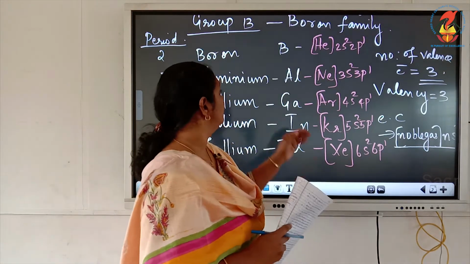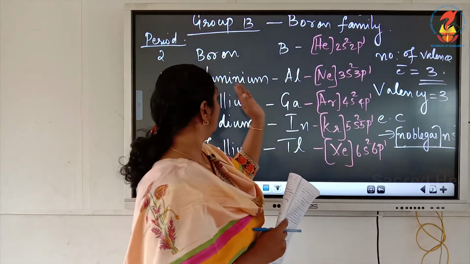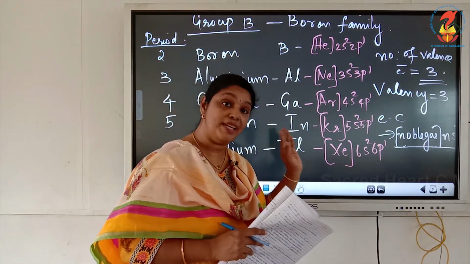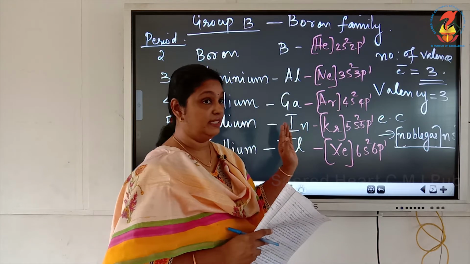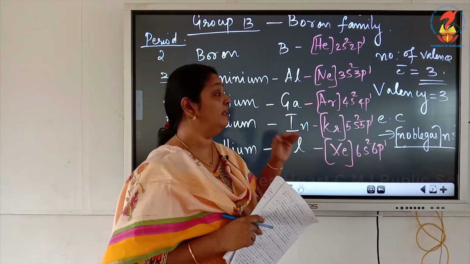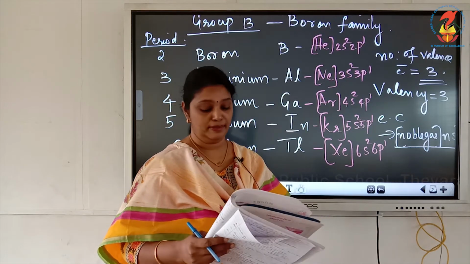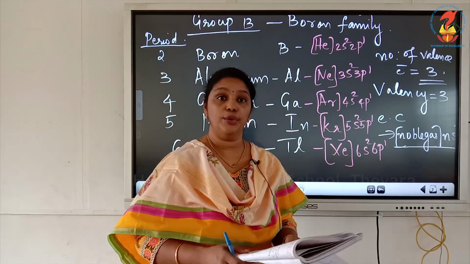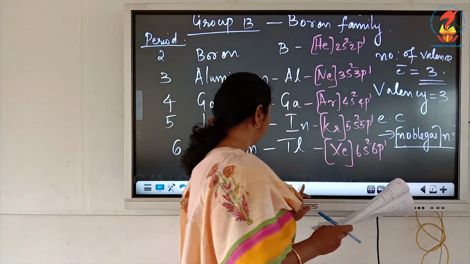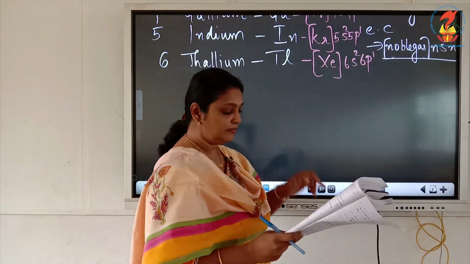So the boron has no d orbital, whereas aluminium has 3d orbital present but it is vacant, and the filling of 3d orbital starts in gallium, that is in the fourth period element. Now let us discuss few questions based on group 13 elements.